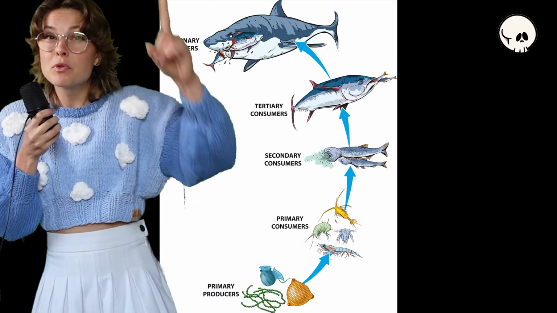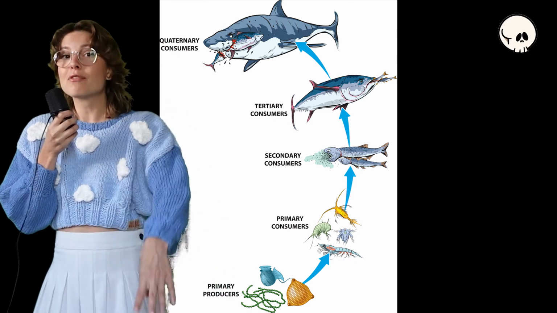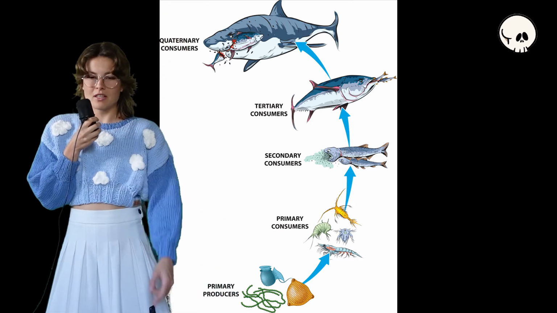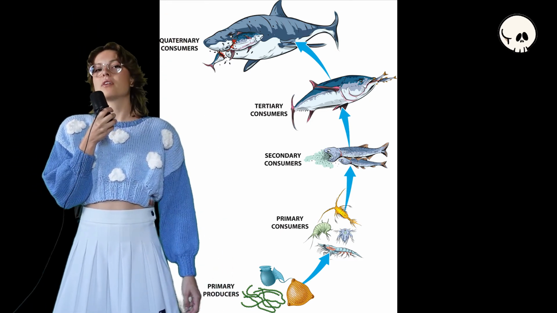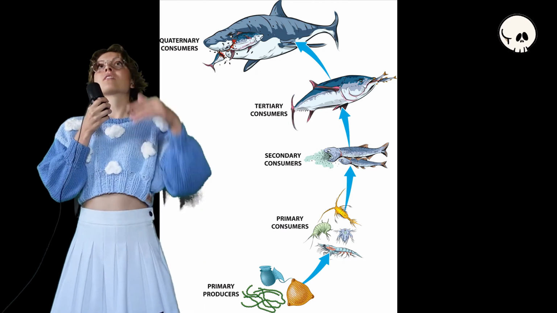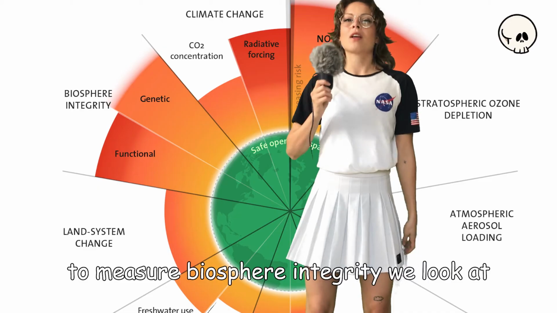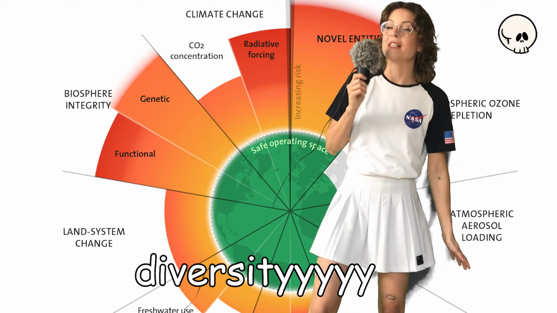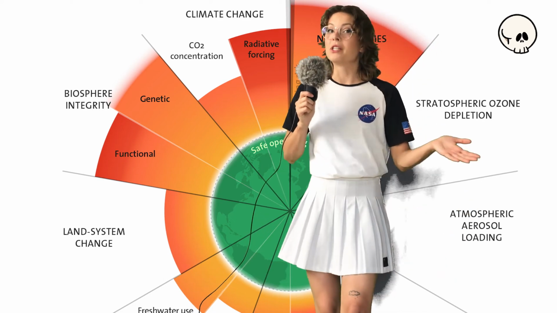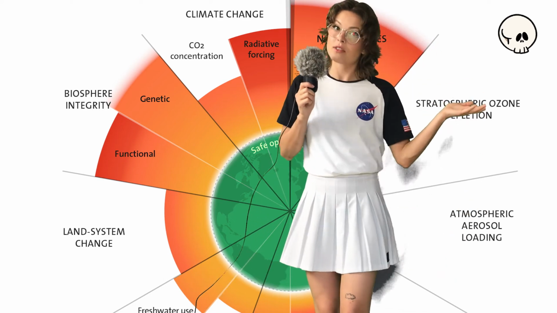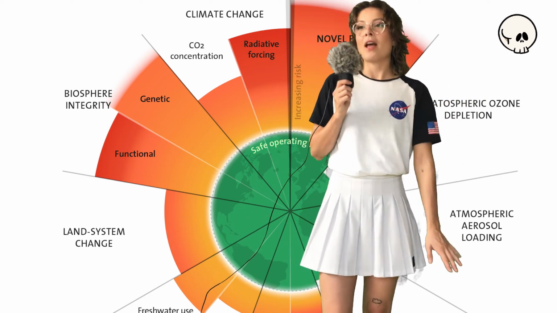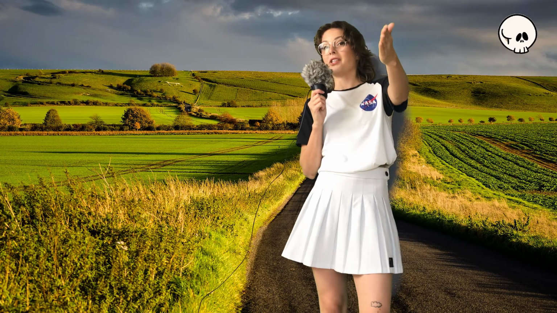Being at the top of the food chain means you need everything below you. Those things at the bottom, they don't need that much to survive. But we need all of this. To measure this, we look at species diversity. How many different species are there in an ecosystem or a certain area of land? And you can literally measure this by going out there and counting the species.